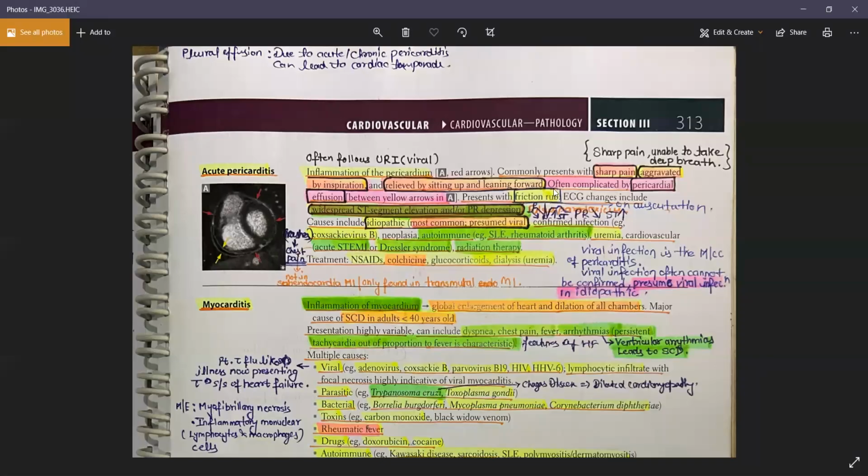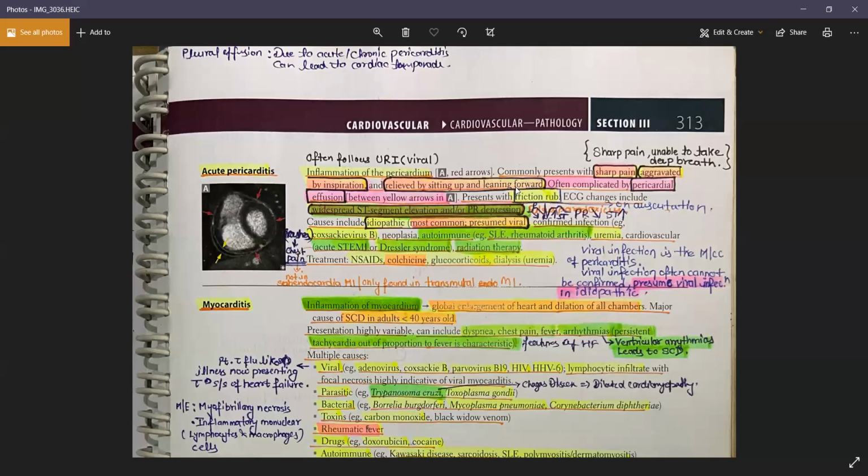It generally presents with sharp pain, okay, that is aggravated by inspiration. Very important, a pain which increases with inspiration. So patients are generally unable to take a breath because of this pain, right? And another important thing is that the pain is relieved by sitting up and leaning forward. Okay, very important. The pain is generally relieved by sitting up and leaning forward.